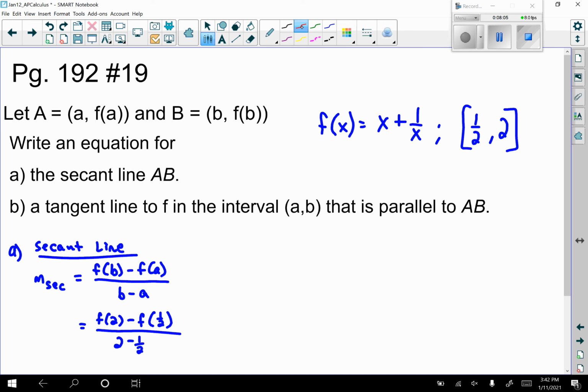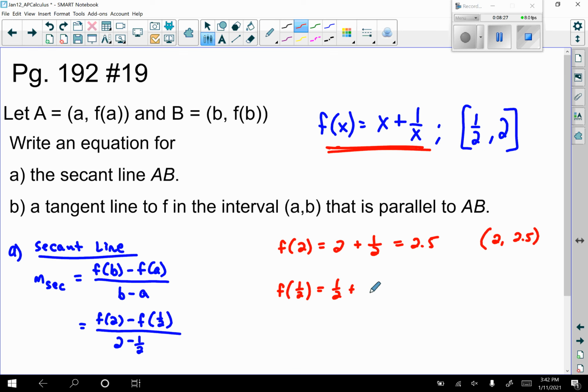Now, if we need to, we could just do the calculating off to the side. So if we wanted to calculate f of 2, substituting it in here, we're going to get 2 plus 1/2, which is just 2.5. So this gives us the ordered pair 2 comma 2.5, or 2 comma 5/2. And then f of 1/2 becomes 1/2 plus 1 over 1/2, which is 2. So this is also 2.5.